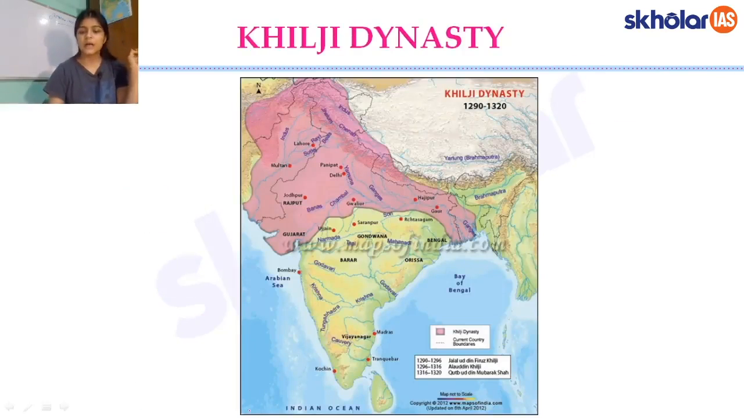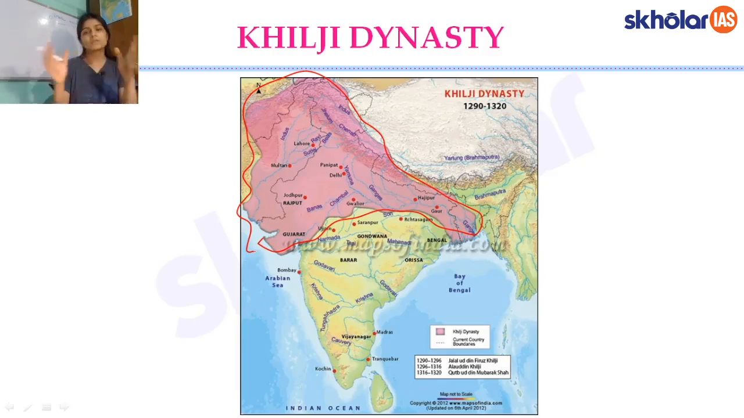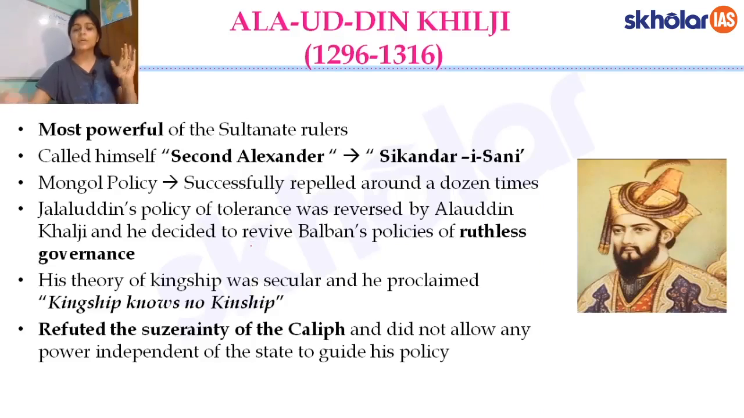Okay, so this is the map which gives you an idea of the spread of the Khilji dynasty. It's quite vast, as we can see, and we're going to study how the different conquests were done. This is the Khilji dynasty at its peak, right? Okay, now we have Alauddin Khilji.